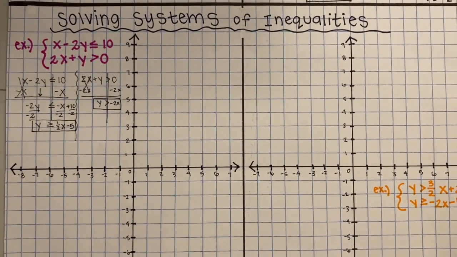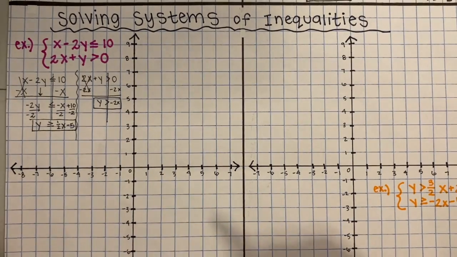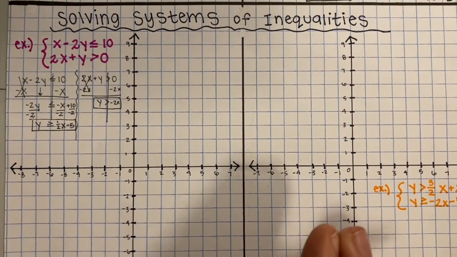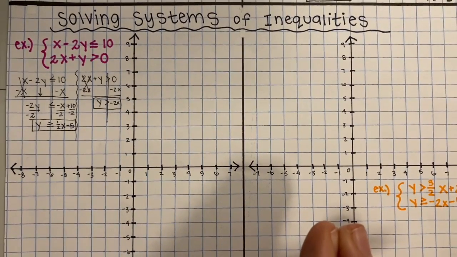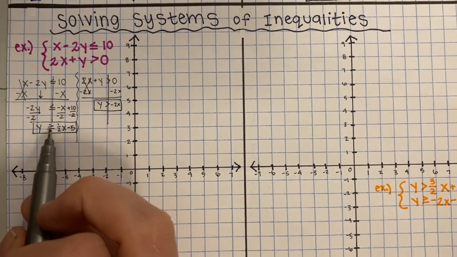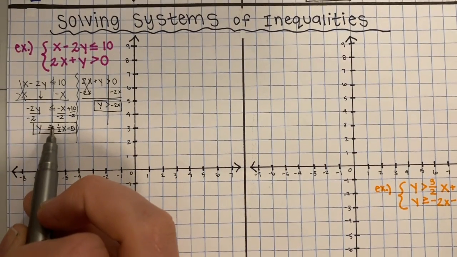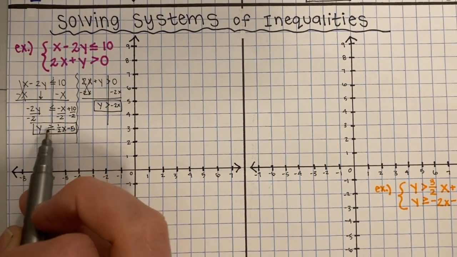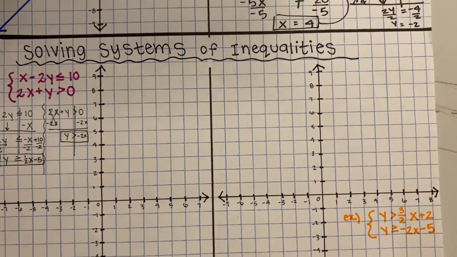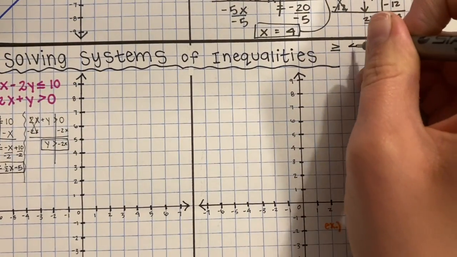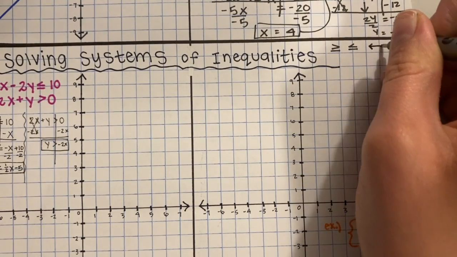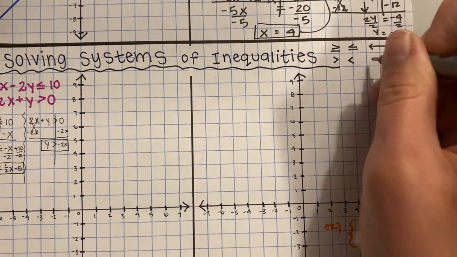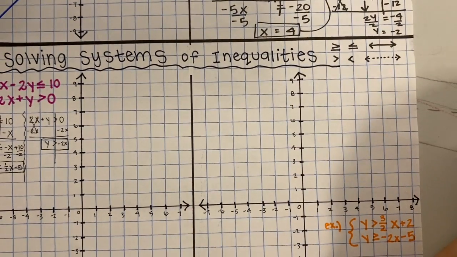When I graph inequalities, the biggest thing to remember is my steps for graphing an equation are the same. The difference is my line and shading. If I have a greater than or equal to sign or a less than or equal to sign, so if it has the "or equal," we're going to have a solid line. If it's a greater than sign or just a less than sign, it's going to be dashed.